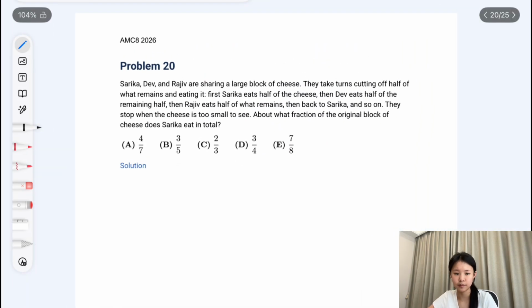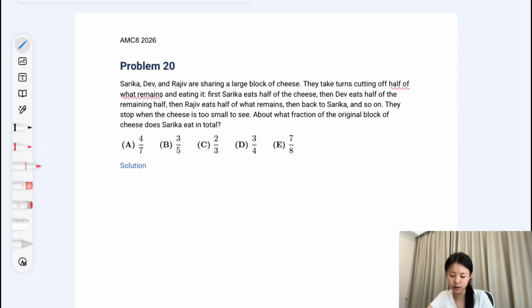Okay, problem 20. Three people are sharing a large block of cheese. They take turns cutting off half of what remains and eating it. So first Sarika eats half of the cheese, then Dev eats half of the remaining half, and then Rajiv eats half of the remaining half of that half. Then they pass it back to the first person, and so on. The question is asking us how much cheese Sarika eats in total.